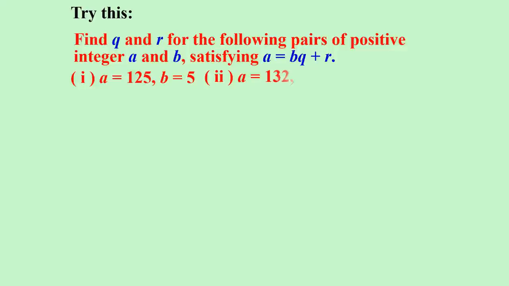Children, try this. Find q and r for the following pairs of positive integers a and b satisfying a is equal to bq plus r. a is equal to 125, b is equal to 5. a is equal to 132, b is equal to 11. Discuss with your friends and your teacher. Solve these problems.